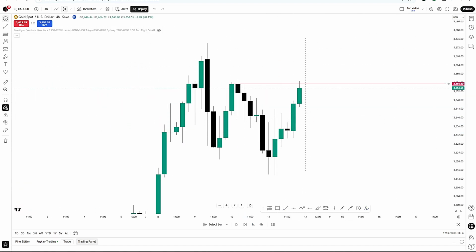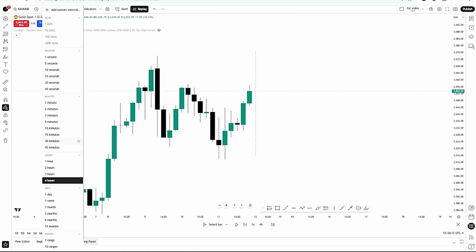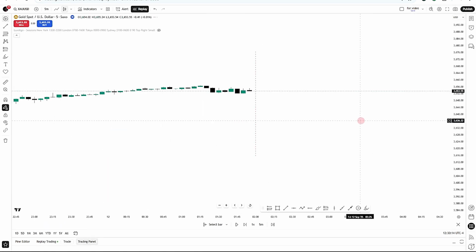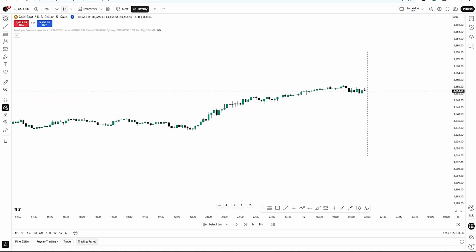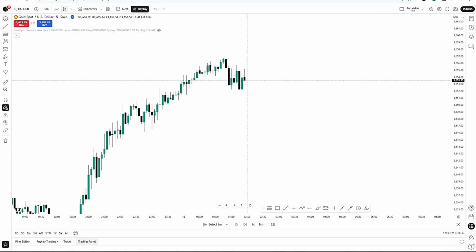Now we are moving down to the 5-minute time frame. You don't need any other structure. All you need is your 5-minute structure. No matter where you find yourself, you're looking for an impulsive move down or up. So let's see what will happen here.